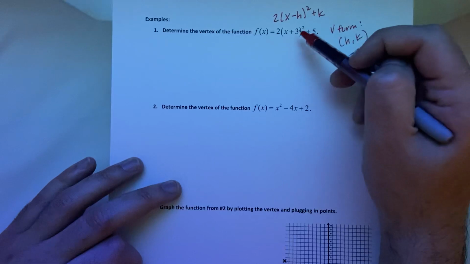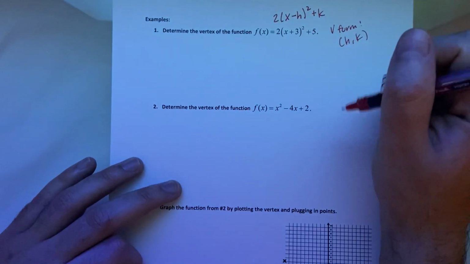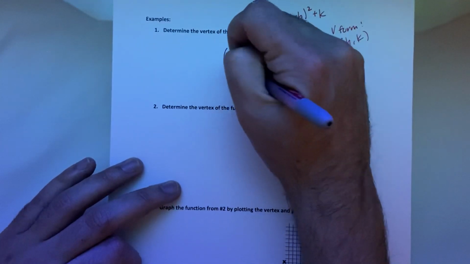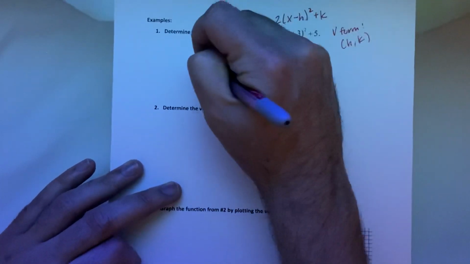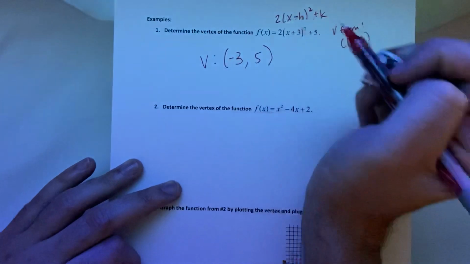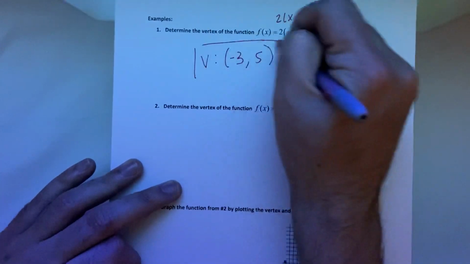So if it's x plus 3, it's really negative 3 for x, but the y value is whatever's on the outside. So our vertex is at the point negative 3, 5. And that's it.